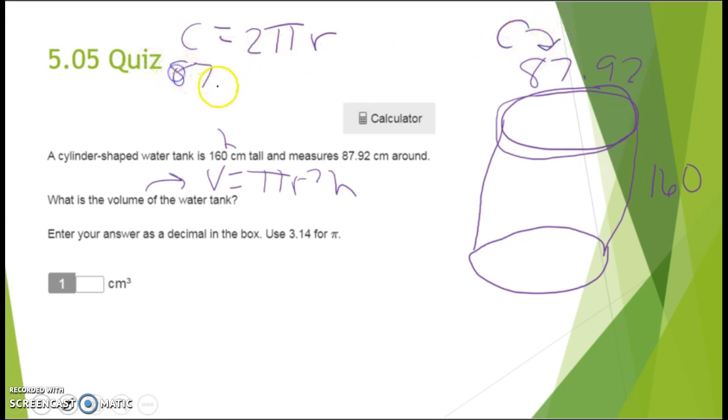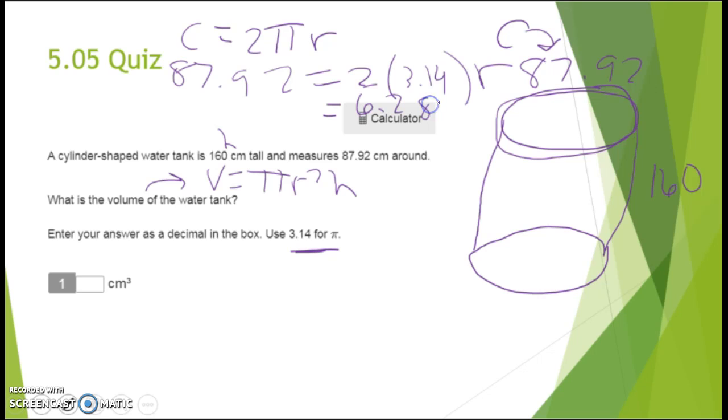Say 87.92 is equal to 2, and notice it says use 3.14 for pi. We'll say 2 times 3.14 times r. This is going to give you 6.28 r. 87.92 is equal to 6.28 r. So you're going to take 87.92 and divide it by 6.28. And that will give you 14. So the radius is 14.